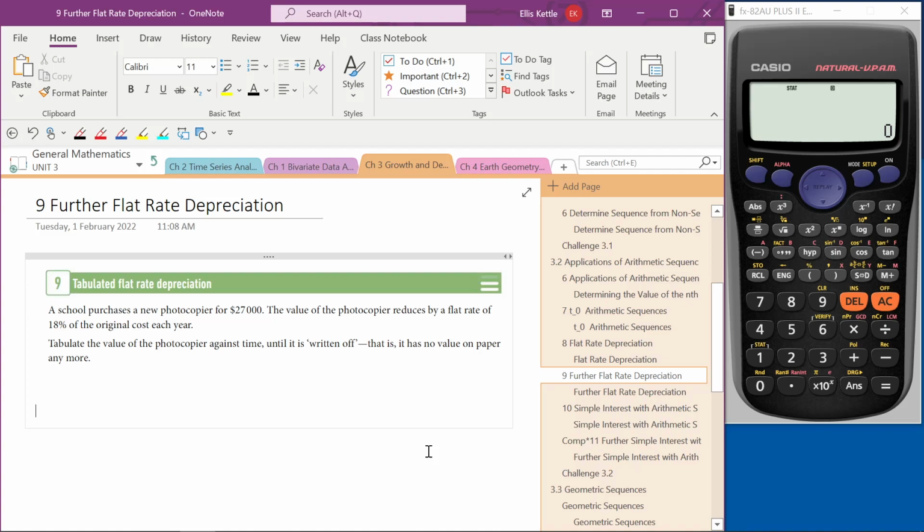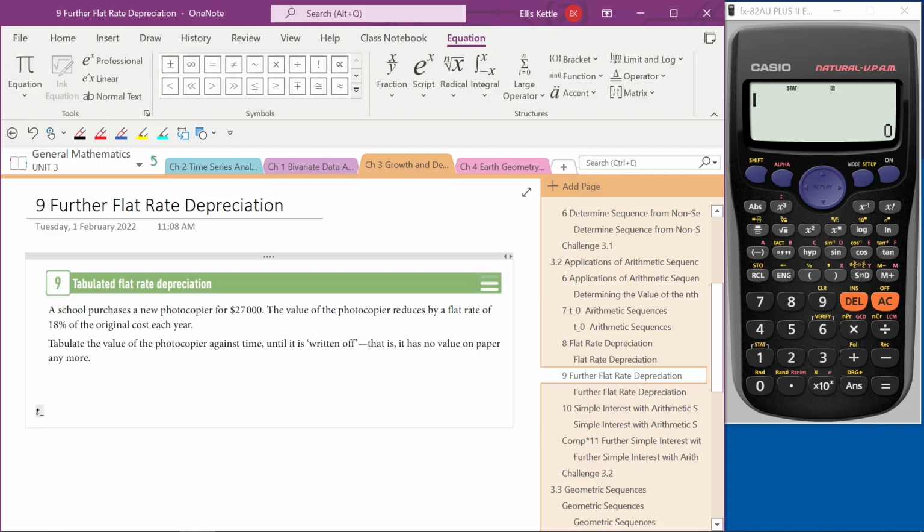Alrighty, so today I wanted to have a quick go through doing another one of these depreciation questions, but this time I want to show you how to do it on your calculator. So you can see I'm on the desktop for today. So a school purchases a new photocopier for $27,000.